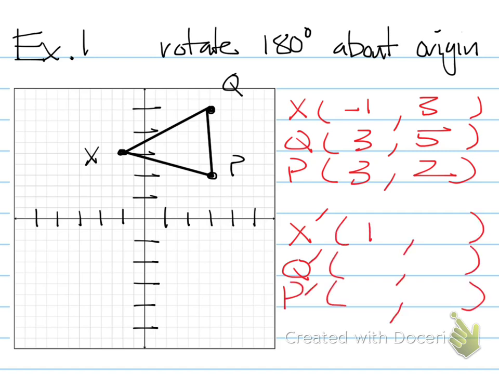And the rule from the previous slide, we wanted to change the sign of the X coordinate. So we're going to do the same thing for Q, change the sign of the X coordinate. Change the sign of the X and the Y coordinate. So X prime would be 1, -3. Q prime would be -3, -5. And then P prime would be -3, -2.